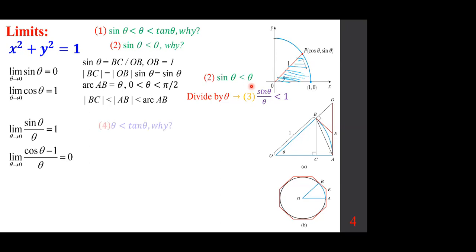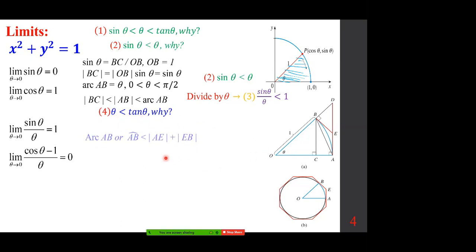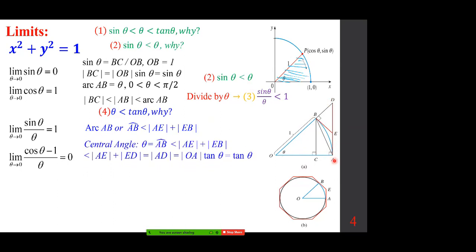The second part involves proving that theta is less than tangent theta. Why is that? Again, I went over that, but let's quickly recap. The arc AB is less than AE plus EB, and EB is less than ED. Therefore, it's less than AD, and AD, I hope you realize, the opposite over the adjacent is the tangent. So we proved theta is less than tan theta.